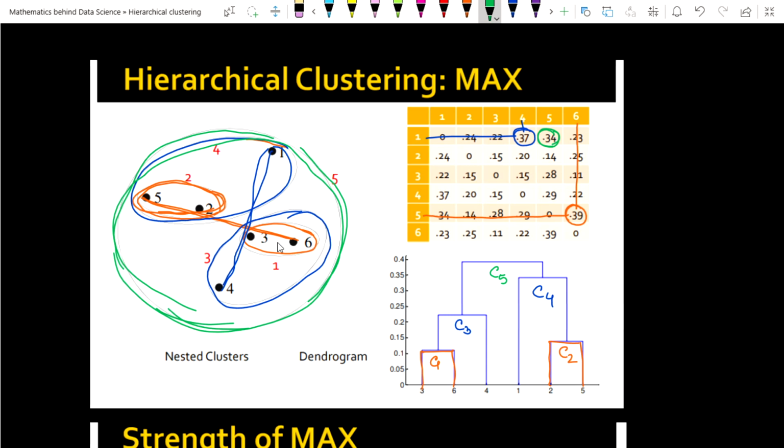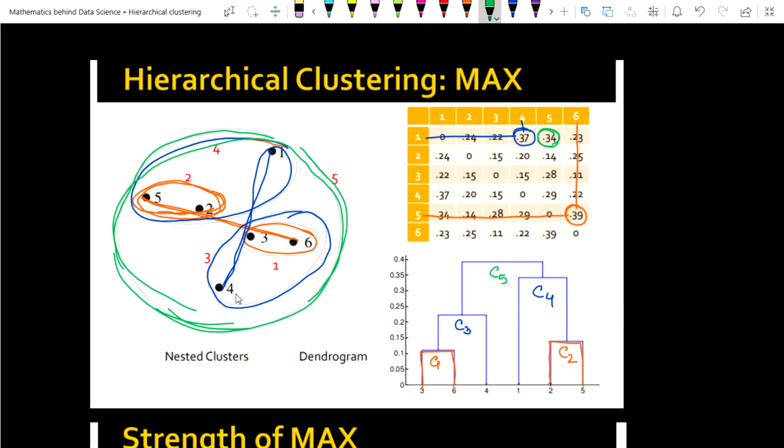Means the complete picture that you have to take. First, what is the maximum value? The maximum value is 5 and 6. Among all the similarity values, we have to choose the maximum one, and this is the proximity value. First, 5 and 6 will make a whole cluster.